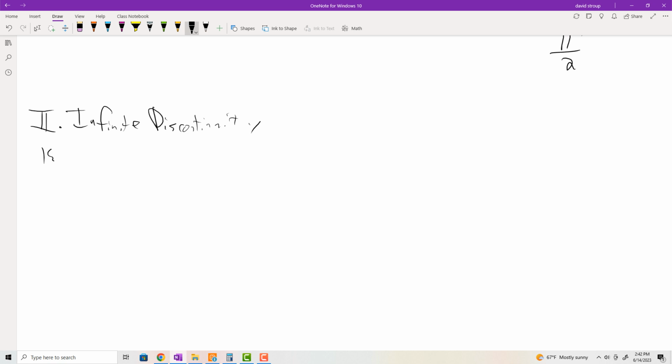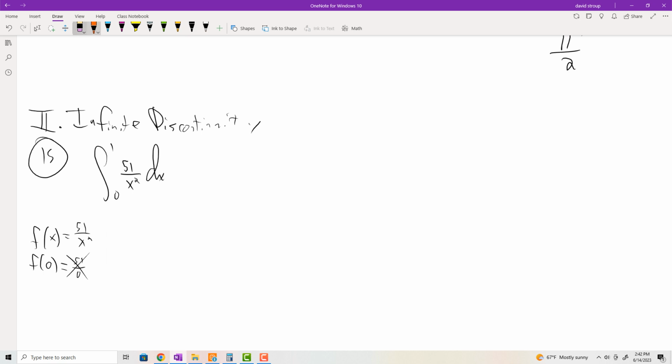So number 15 is a good example. We have the integral from 0 to 1 of 51 over x squared dx. So note, if you have the function f of x equals 51 over x squared, in other words, whatever the integrand is, you cannot put 0 into that function, because you'd have division by 0, and that's not allowed. So there's a discontinuity at 0, and that's the bottom limit there. And to deal with it, we need to use limits again.